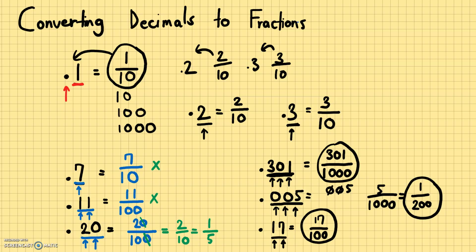Okay, so remember, changing decimals to fractions is very easy. Just write the number after the decimal point as the numerator, and the number of digits after the decimal point tells you how many zeros there should be in the denominator.